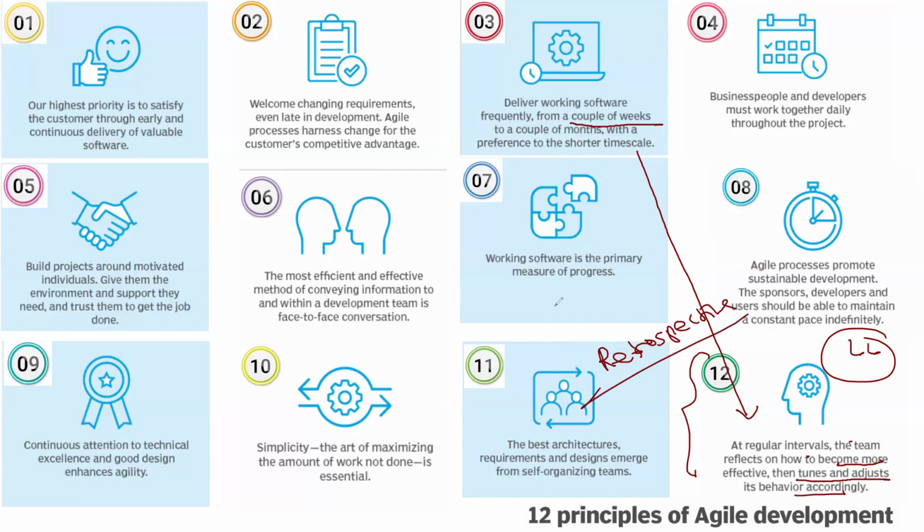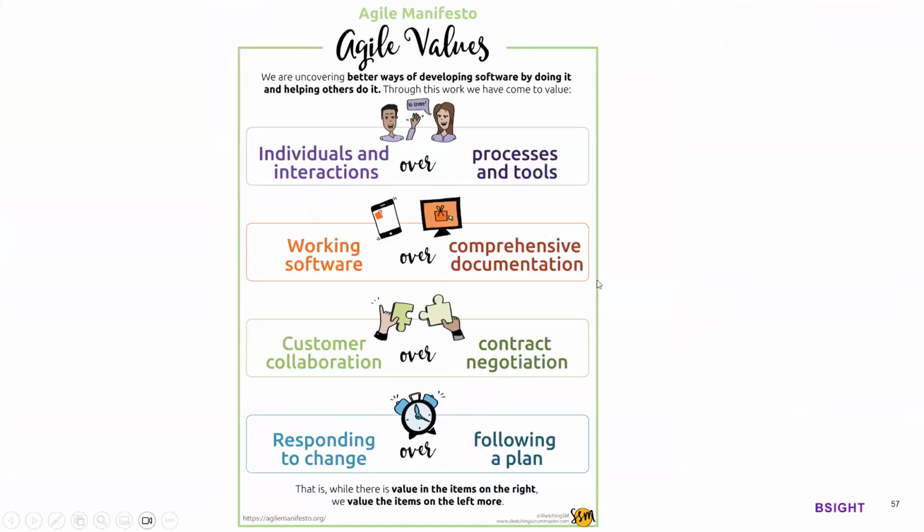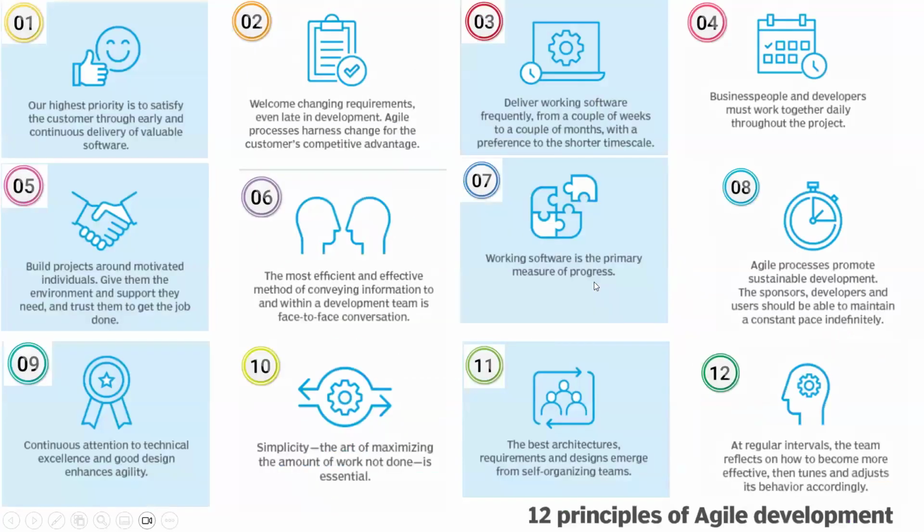So these are the 12 principles of Agile project management. What we discussed so far is 4 values and 12 principles. This is one of the important aspects you have to know for the PMP exam. Again, don't memorize those values and principles. You need to understand.